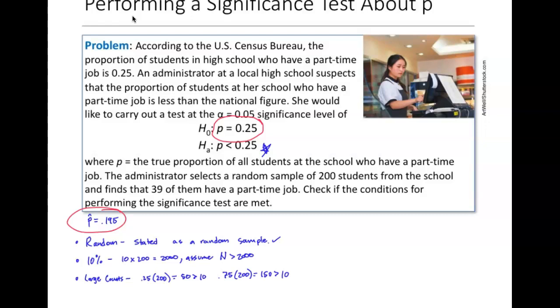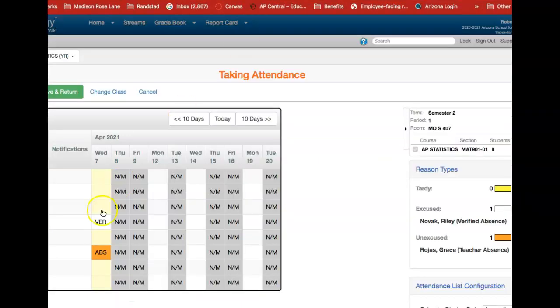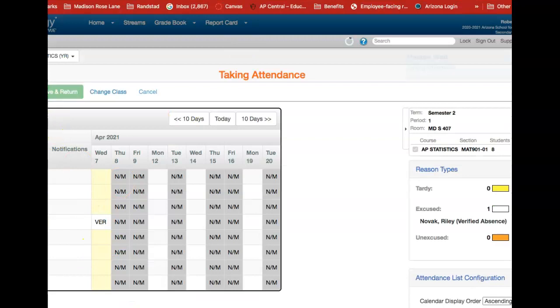All right, and that's it. We've checked all our conditions. This is something that's obnoxious but necessary, and you just need to be in the habit of doing it.